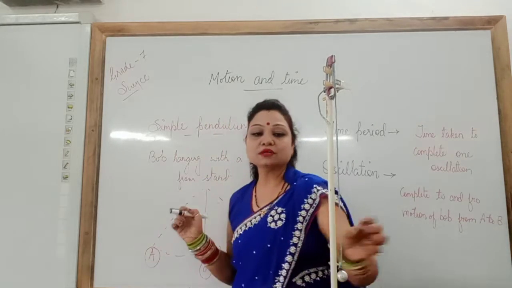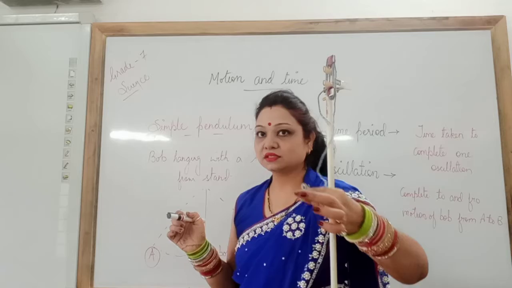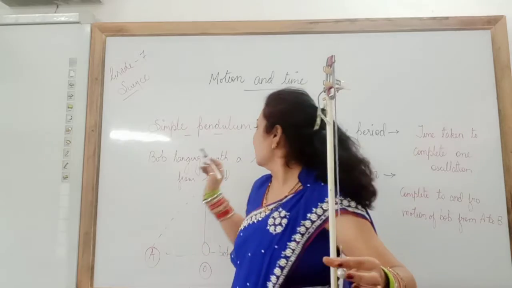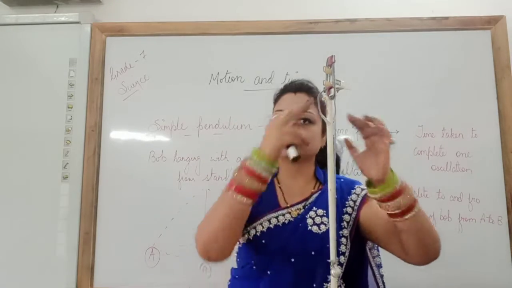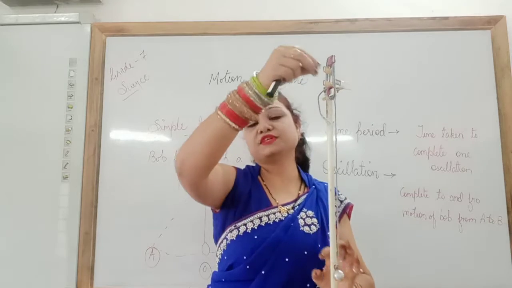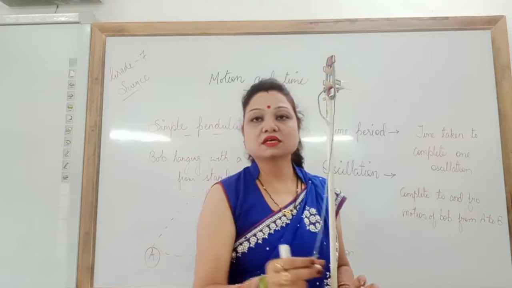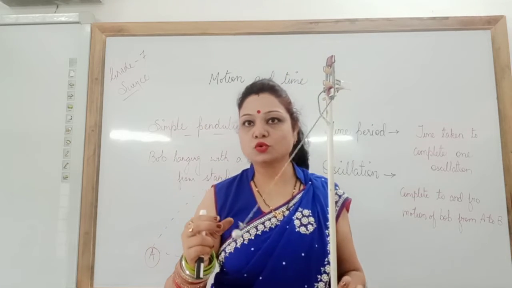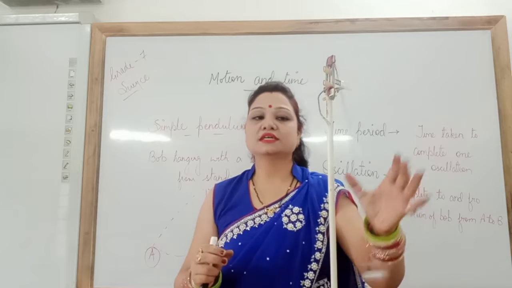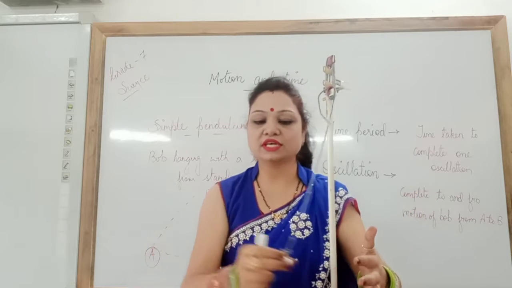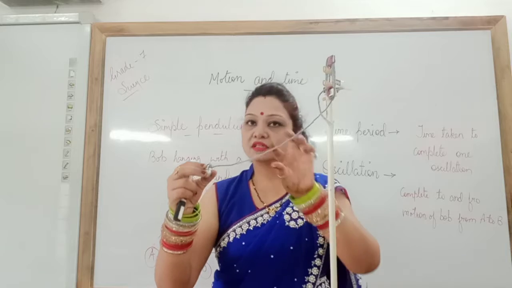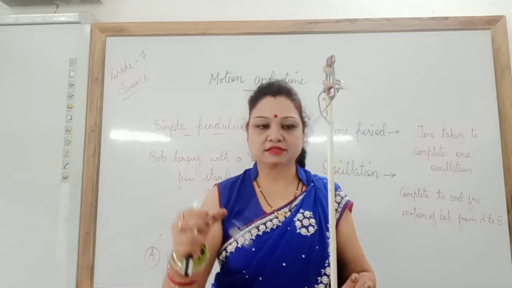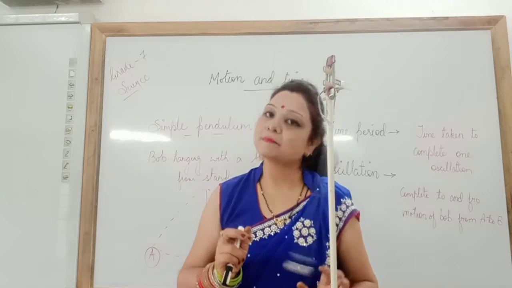It is a small metallic bob. See this one? A small metallic bob hanging with a thread to the stand. So it will be fixed with a stand, and it moves like this, to and fro motion. So this is a simple pendulum. Okay, this is the small metallic bob, the thread and the stand. See, this is a simple pendulum.